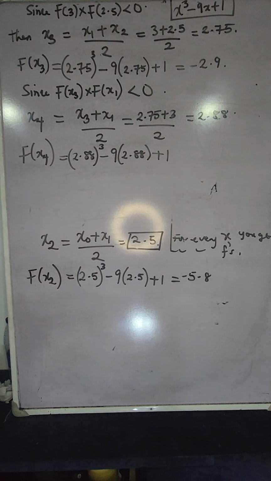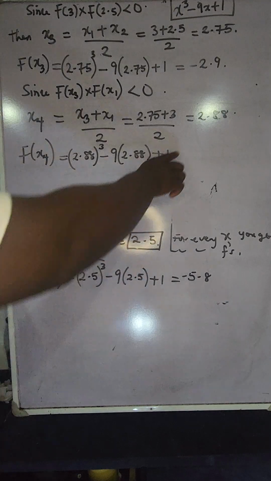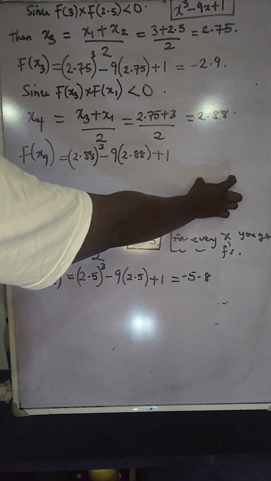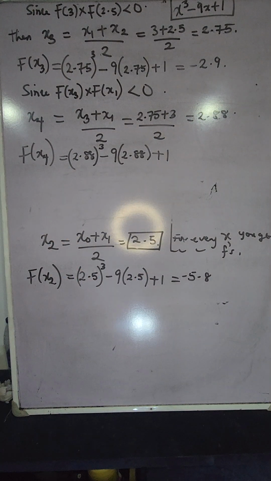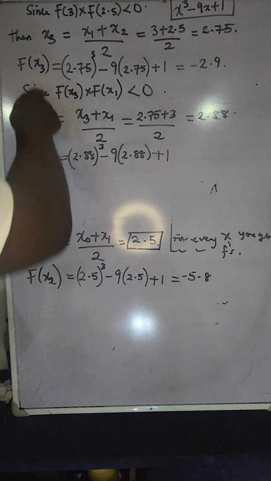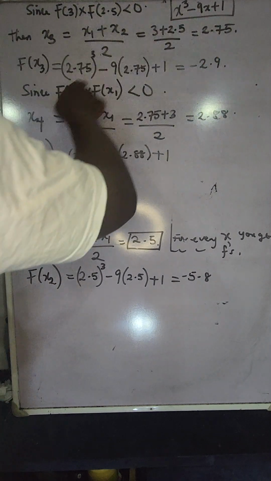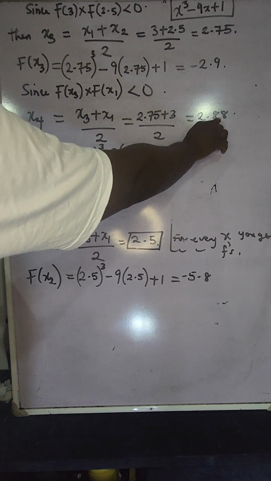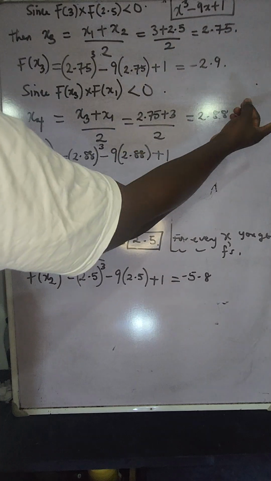If the question says at 5th iteration, you must stop at x5. If the question says at 6th iteration, you must stop at x6. But because this question does not specify where to stop, you continue to a point where the last answer you got and the next answer you are going to get is the same thing. Now, if you look at the trend, x3 is 2.75, x4 is 2.88. They are getting closer, right?